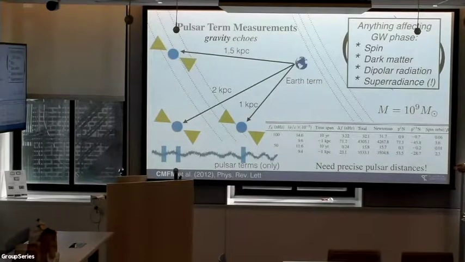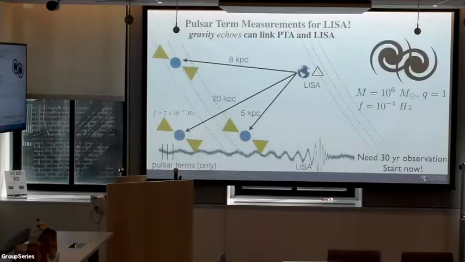But in order to do this, you need to have precise pulsar distance measurements. In fact, anything that affects the gravitational wave phase can be constrained using this kind of technique. And that is not only spin, but things like dark matter, dipolar radiation, and even things like superradiance, where your black holes are being spun down by emitting these dark matter particles. Anything that affects the phase can do this.